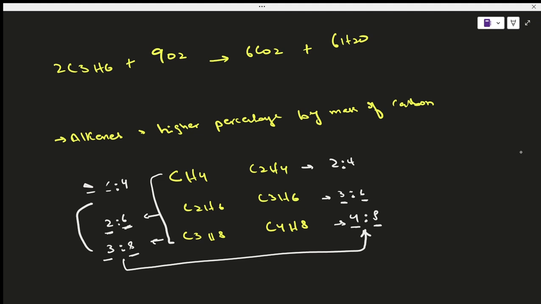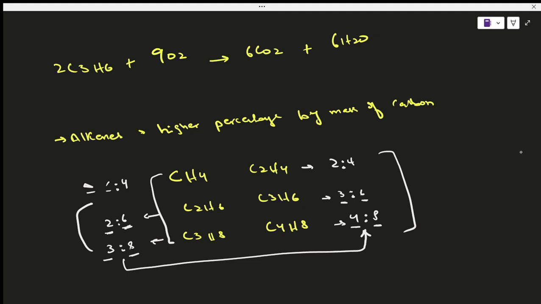Here you have a higher number of carbons, which means the percentage by mass of carbon is more. That's why it undergoes incomplete combustion. It requires a lot of oxygen to undergo complete combustion, so it usually falls under incomplete combustion because of the percentage of mass of carbon being higher, right? So this is one thing.